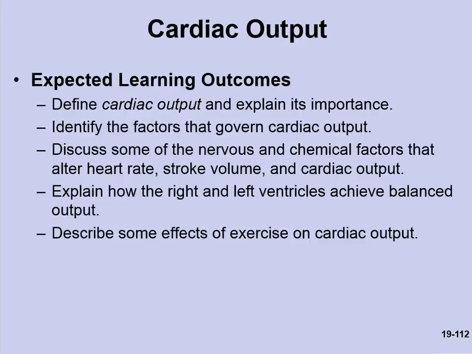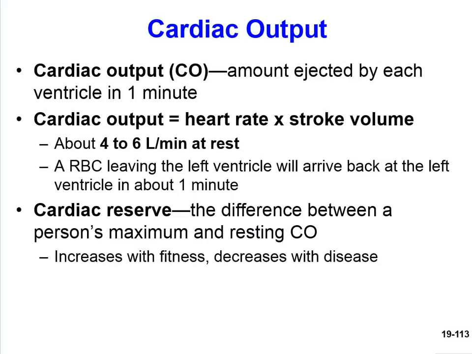In this last section, our expected objectives are to define cardiac output, explain its importance, identify the factors that govern cardiac output, discuss some of the nervous and chemical factors that alter heart rate, stroke volume, and cardiac output, explain how the right and left ventricles achieve balanced output, and describe some effects of exercise on cardiac output.